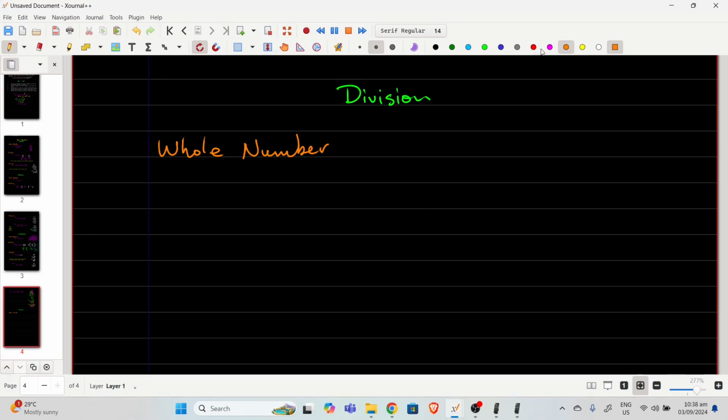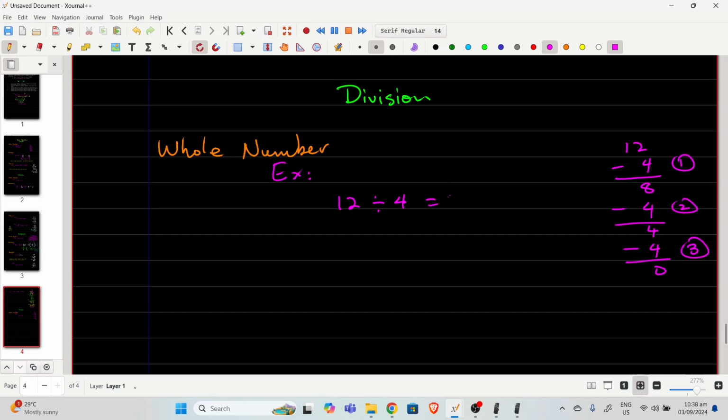Whole numbers. Let's say, for example, we have 12 divided by 4. All it simply means is how many times can I subtract 4 from 12? I know that if I take 12 and I subtract 4, I would remain with 8. If I subtract 4, I would remain with 4. And if I subtract 4, I will get 0. So it means that I can subtract 4 from it once, twice, 3 times. So the answer is 3.